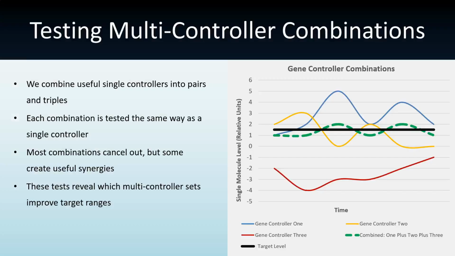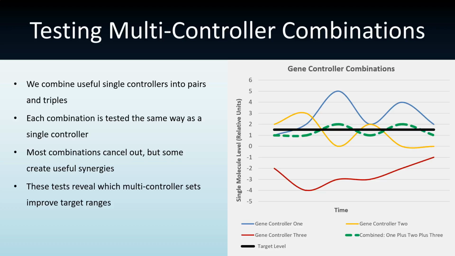Testing multi-controller combinations. Once we know the molecular signature of each useful single controller, we can move up one level in complexity. To fine-tune gene control, we need combinations. If one controller pushes a molecule too high and another pushes it slightly too low, then together they can bring the system closer to the target range. And because different controllers influence different molecules, there are endless possibilities for useful synergies.